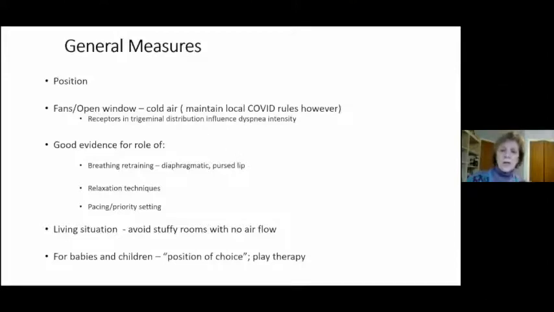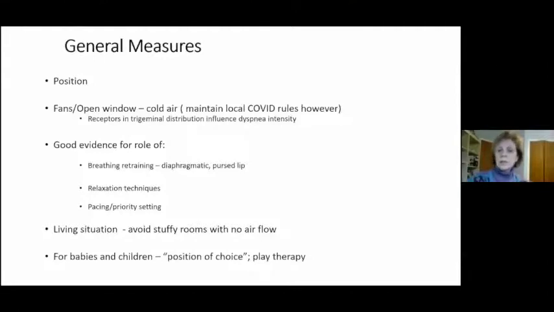There's as well good evidence for a role of breathing retraining, and there's a number of different techniques, and the nurses and physios are very good at teaching patients and families these techniques. So diaphragmatic breathing, pursed lip breathing, relaxation techniques, and basic pacing and priority setting can really be helpful for people who are very short of breath. Living situations can contribute, and I know this is maybe a very hard thing to do in your settings, to avoid stuffy rooms with no airflow.